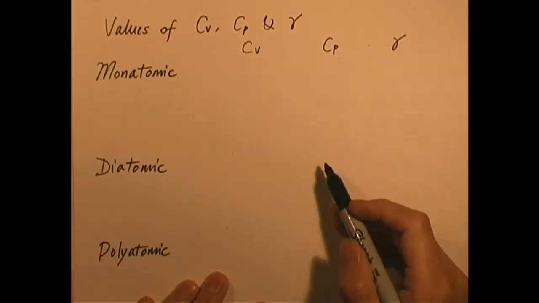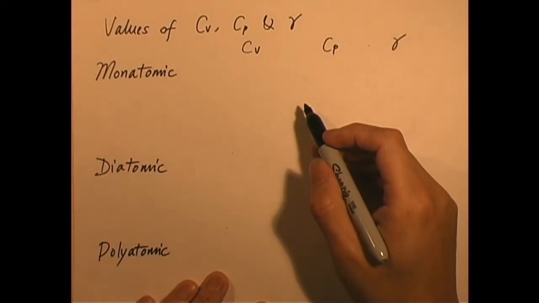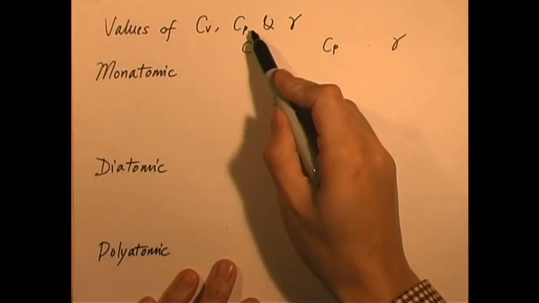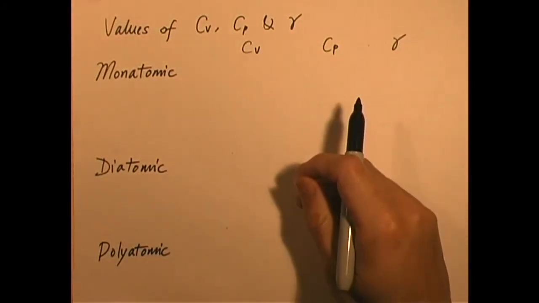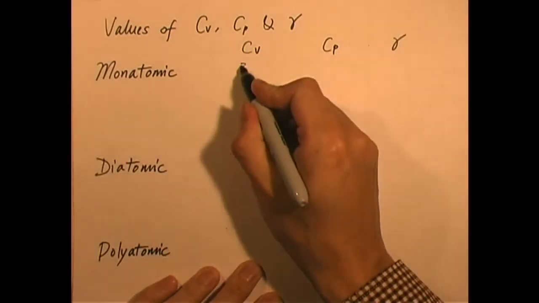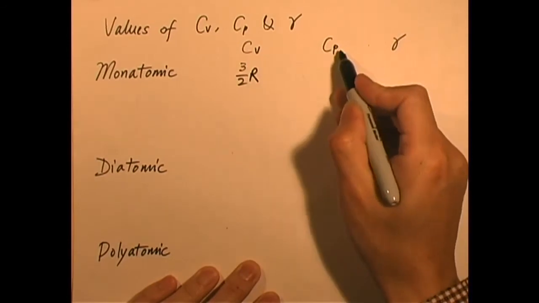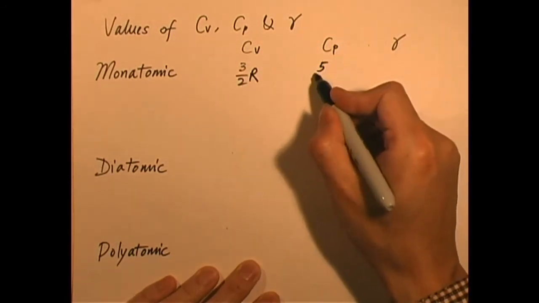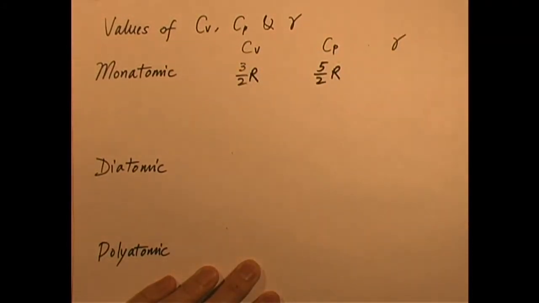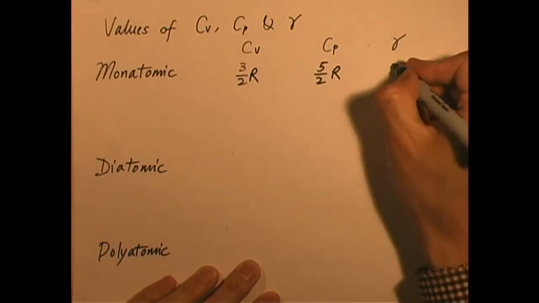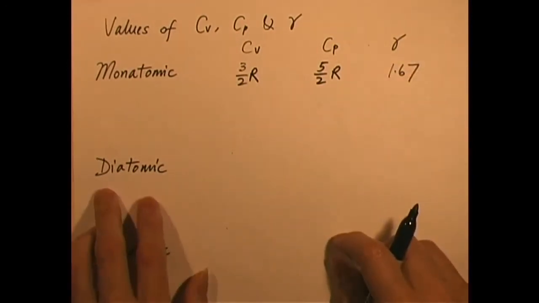Okay, to summarize what we learned about the specific molar specific heats of ideal gas, let's look at the value of Cp, Cv, and gamma for three different types of ideal gases: monatomic, diatomic, and polyatomic. We're talking about room temperature. For monatomic, Cv equals 3/2 of R. Remember, Cp is always Cv plus R, so Cp is 5/2 of R. And what's gamma? Gamma is Cp over Cv. So you take 5 over 2 divided by 3 over 2. That's basically 5 over 3. The answer is 1.67.